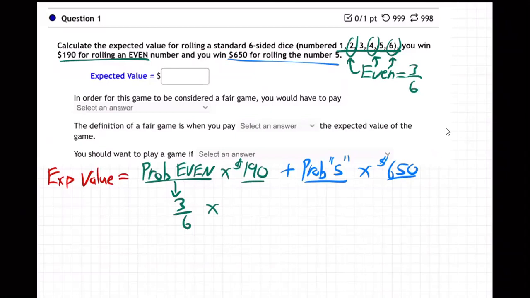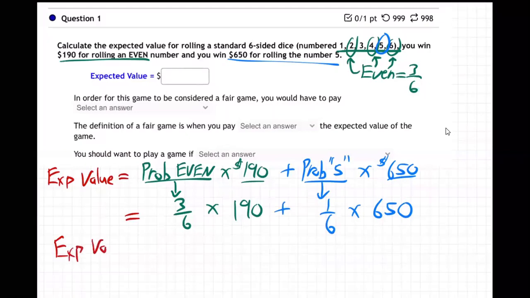So we're rolling the die, the six-sided die. We want to get an even number. What's the probability we're going to get an even number? Well, it's 3 out of 6 because it's 3 numbers, 2, 4, 6 out of 6. 3 out of 6 times the 190. And then plus, now what's the probability that we're going to roll a 5? Well, that's just 1 out of 6, right? 5 is just 1 out of the 6 different numbers that can happen, times the money that we get if we roll that, $650. And so now we just hit the buttons on our calculator.